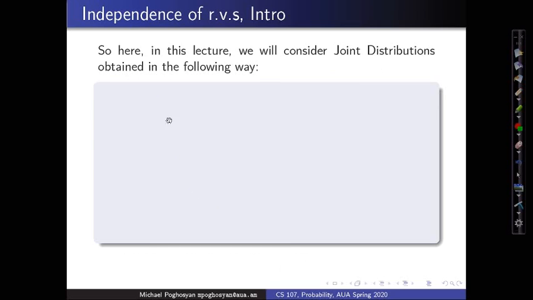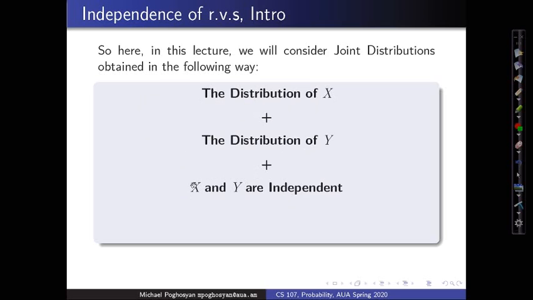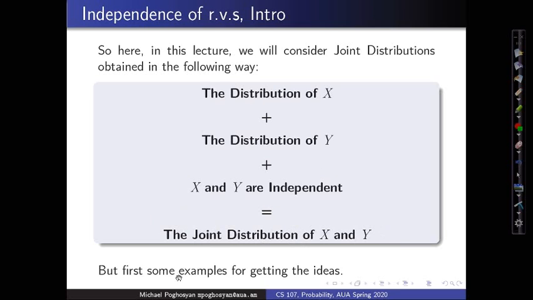So in this lecture we will consider joint distributions obtained in the following way. We have the distribution of x, we have the distribution of y, and we have this dependency: x and y are independent. This will completely describe our joint distribution of x and y. We will assume that this is our case, find the joint distribution, and having that joint distribution we can calculate probabilities, etc. First, some examples for getting these ideas.